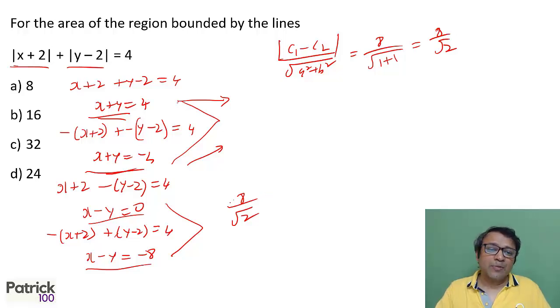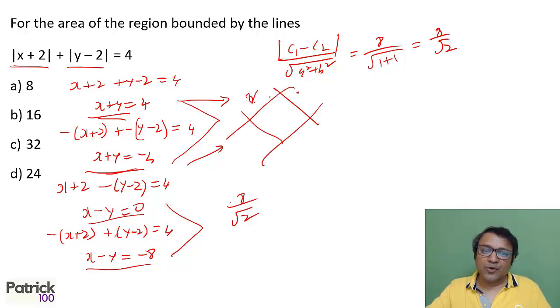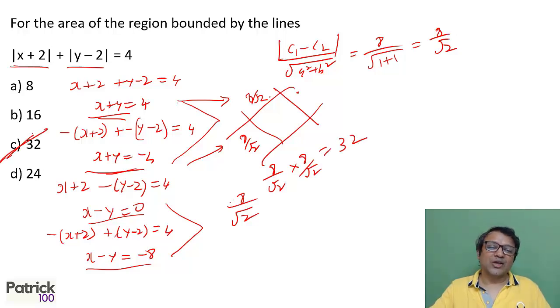Now if you look at it, since they both are 45-degree angle lines, they form a square. This is the figure formed. This line is 8 upon root 2. This line is 8 upon root 2. So the area is the product, which is 8 upon root 2 into 8 upon root 2, which will give you 32 as the answer. C option.